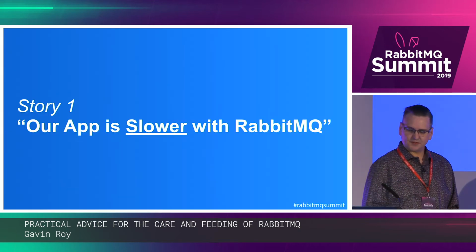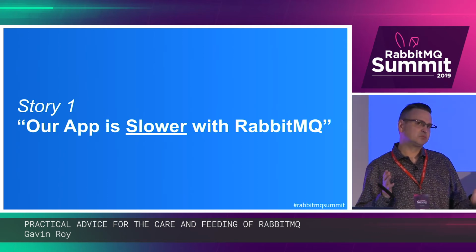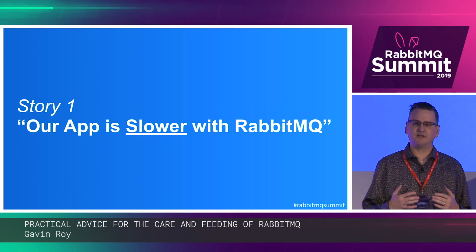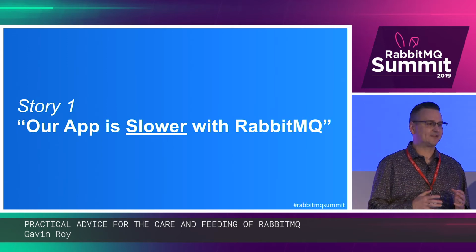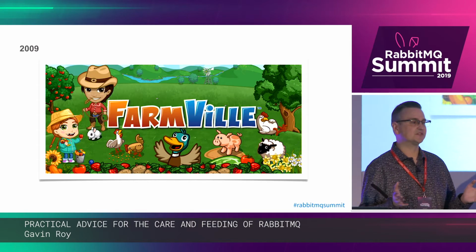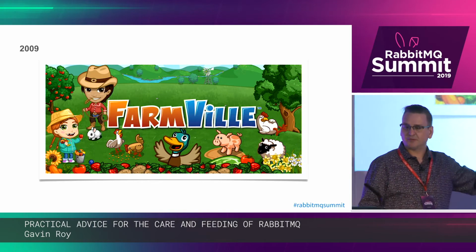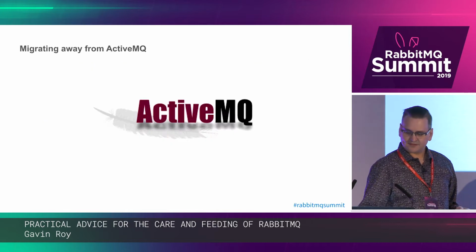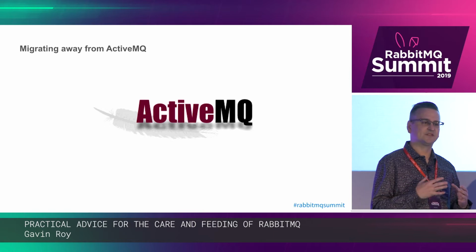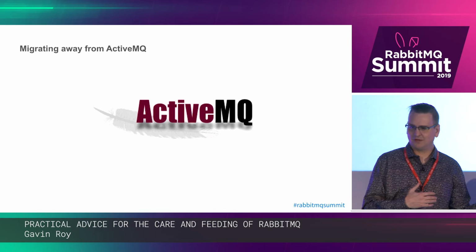So I'm going to start with a story. This was actually when we just started to get into using Rabbit in production under heavy load, and we had moved from ActiveMQ. And this was in 2009, which brought us this awesome game called Farmville, which fortunately I never got sucked into, but it was pretty popular for the time. ActiveMQ was doing well for us at the time, except for the fact that it had lots of memory leaks, and we had to restart it in production fairly regularly, which is not the kind of thing you want for a message broker.